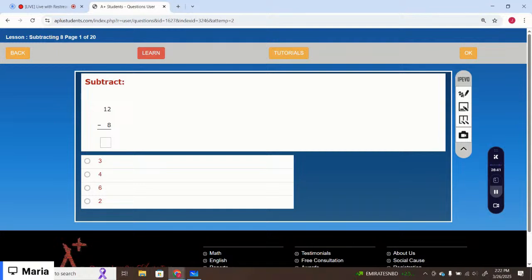12 take away 8. 12 take away 8 is 4. Option number 2 is the correct option.